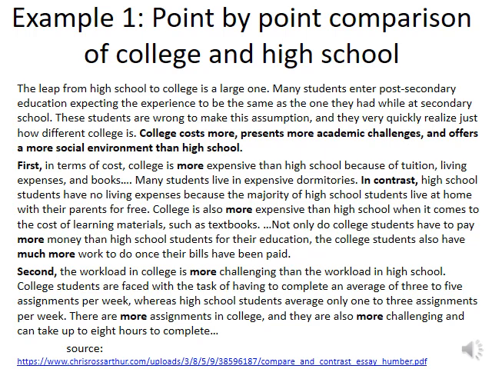Second, the workload in college is more challenging than the workload in high school. College students are faced with the task of having to complete an average of 3 to 5 assignments per week, whereas high school students average only 1 to 3 assignments per week. There are more assignments in college, and they are also more challenging and can take up to 8 hours to complete. This is a really good example of a point-by-point comparison.